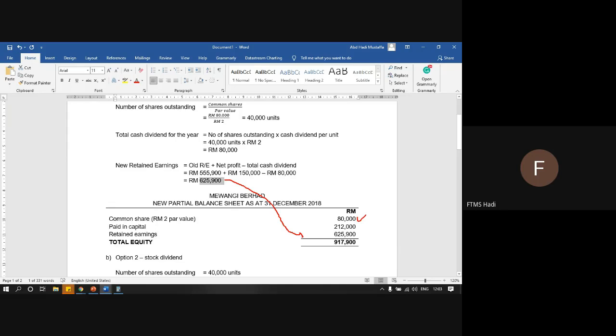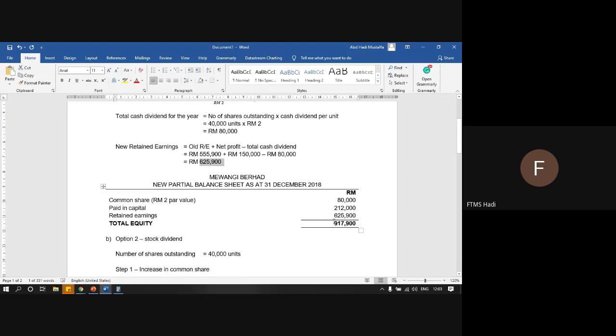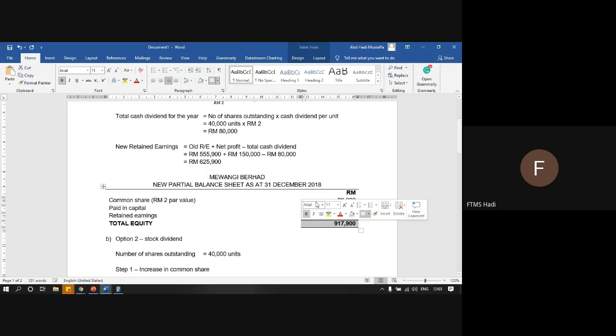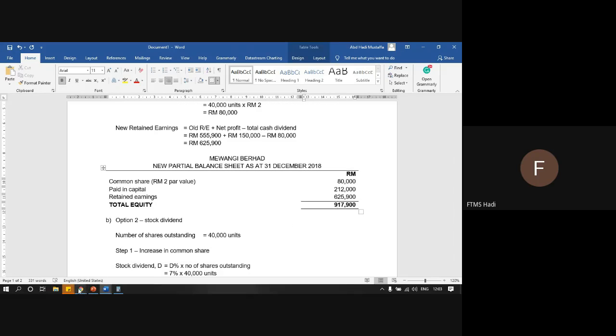While the rest are maintained. Okay, 80,000 to 1200 is maintained. Just to update the retained earnings. Okay, don't forget to put new, and then the balance sheet, total equity, you need to add everything. This one, add these 3 items, you will get 917,000.